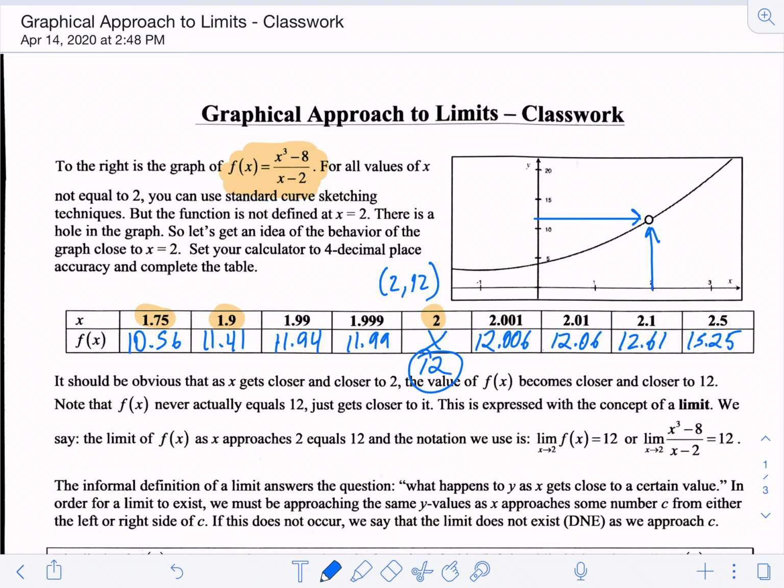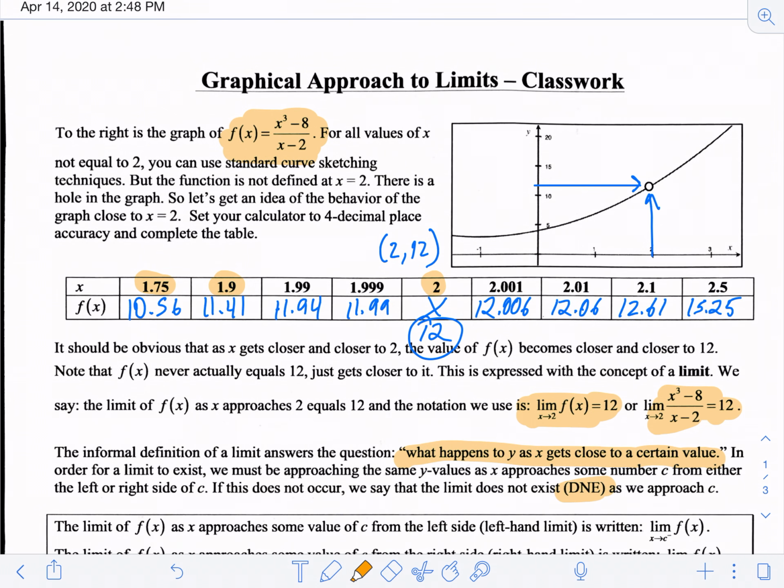So what we can say is that the limit of f of x as x approaches 2 is 12. As x approaches 2, it doesn't actually equal 2, but as it gets closer and closer to 2, we can say the limit of f of x as x approaches 2 is going to be 12, or the limit of the whole function itself equals 12. And that basically says what happens to y as we get closer and closer to a certain value. Some values don't have limits, and we're going to say that those limits do not exist as we approach a particular value. We're going to use the abbreviation DNE.